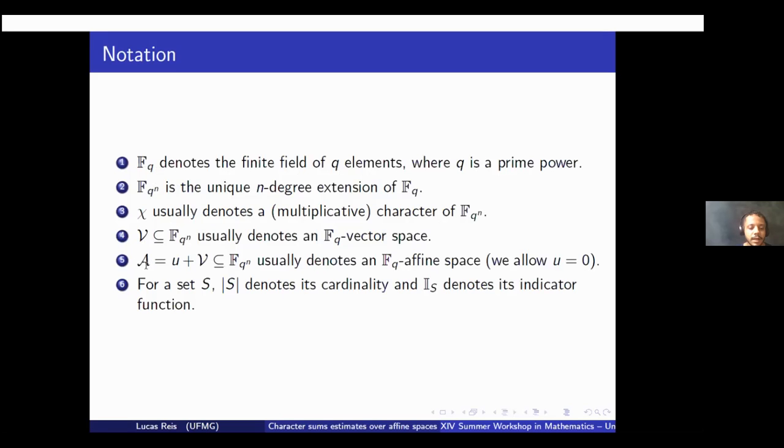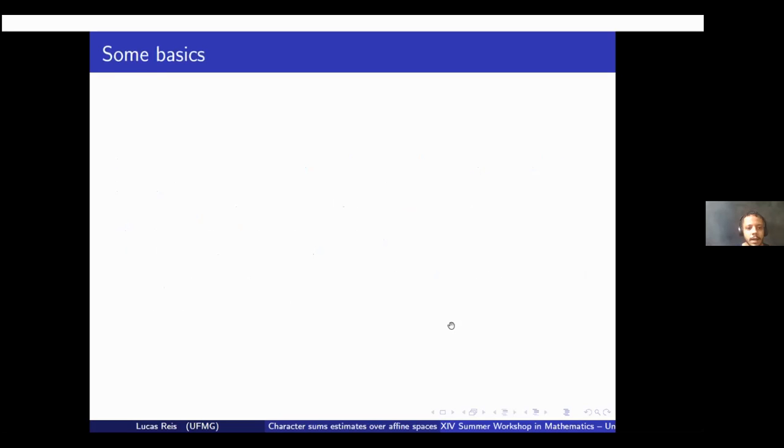similarly, I'll write an affine space as U plus V, right? So I have a shift of a vector space, and we also allow U equals 0. So when I talk about affine spaces, I'm also including vector spaces. And also for a set S, S between two bars denotes the cardinality of the set, and I_S denotes the indicator function. So it's 0 if the element is not in S, and 1 otherwise.